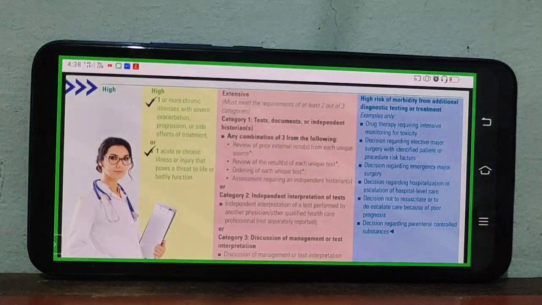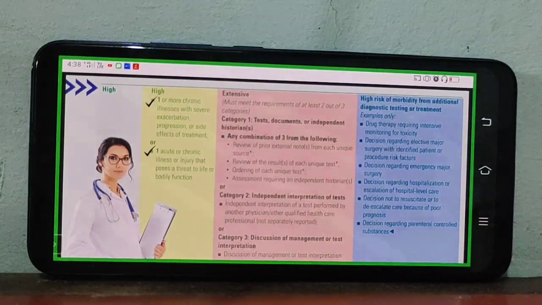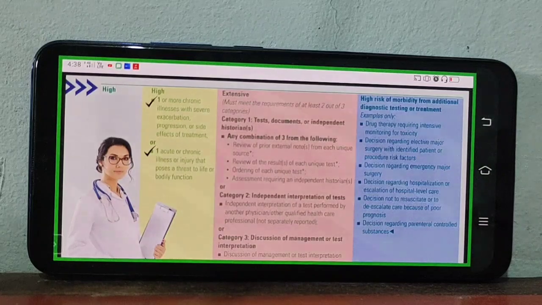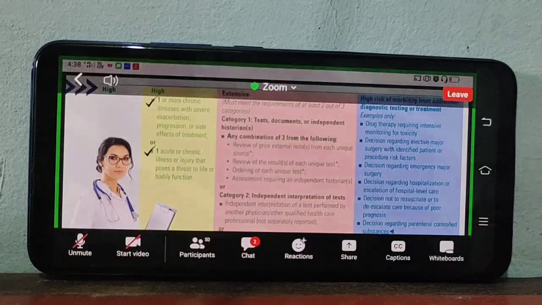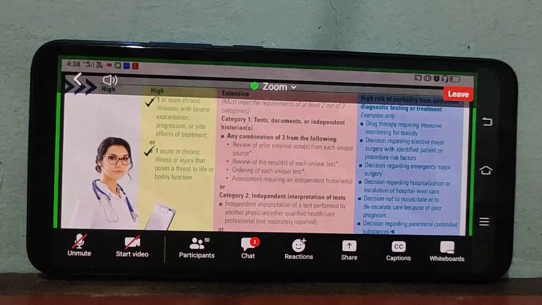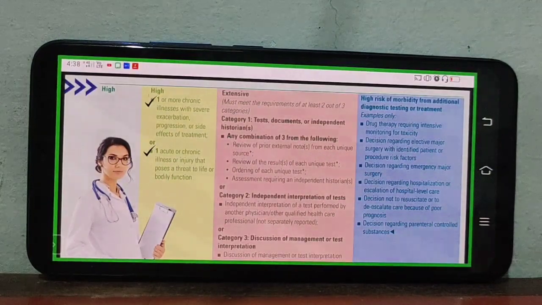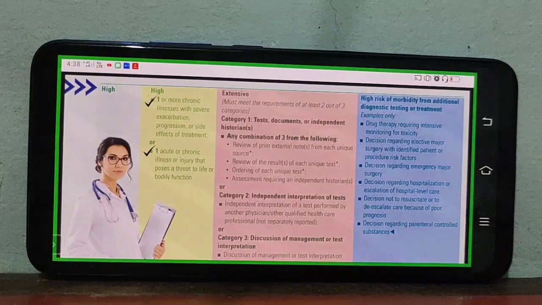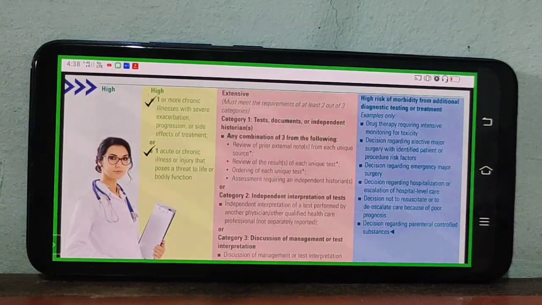So if a patient has acute or chronic, will get 1 point. Voice is breaking. Did you understand? Okay. Am I audible now? Am I audible? Okay.